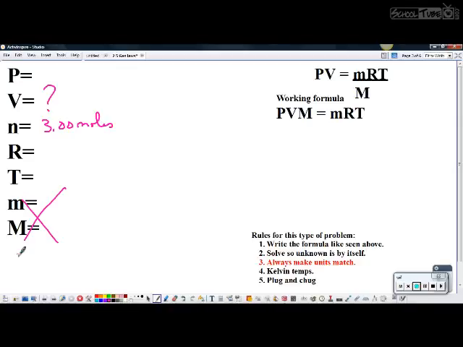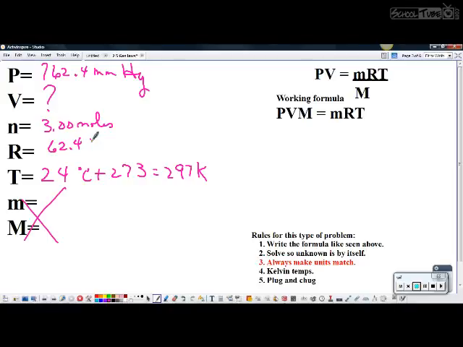Will occupy, at 24 degrees C plus 273, 297 K, and 762.4 millimeters Hg, and my unit of R is 62.4 liter millimeter Hg per mole K. Now, do you think I like to write that form, that unit? No, I don't. But I write it because I need to model how to do this to you. So that means I want you to write it as well.